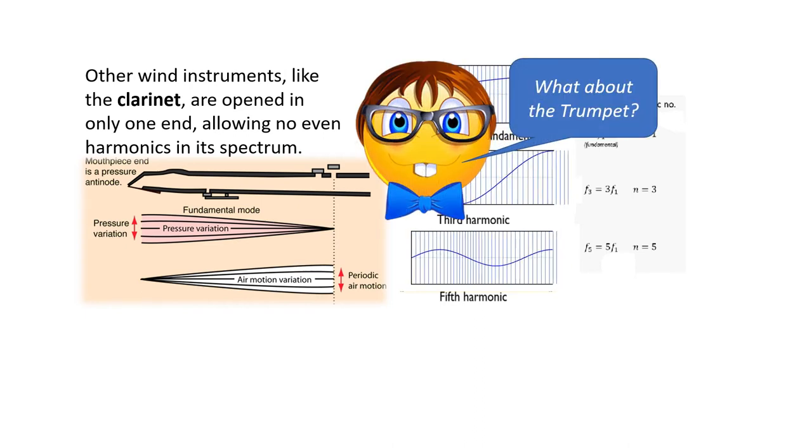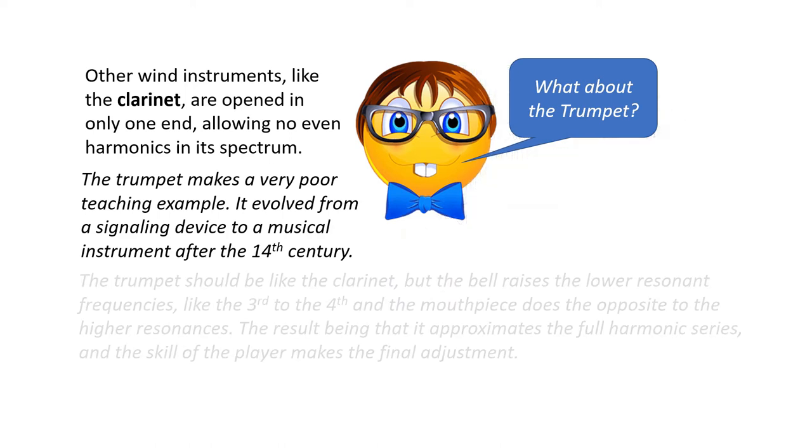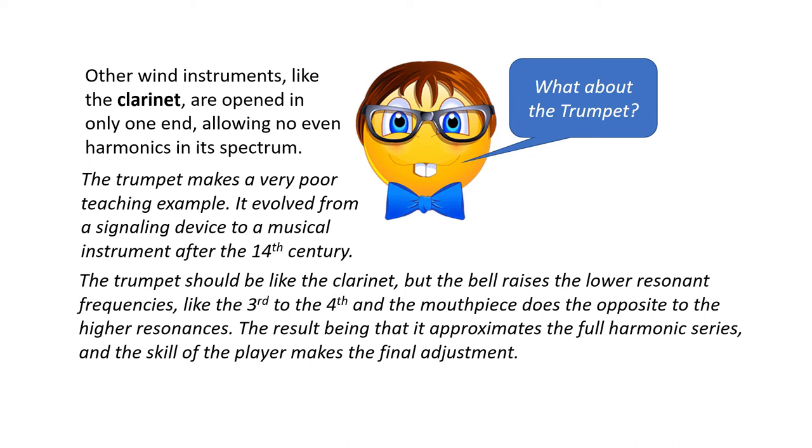What about the trumpet? The trumpet makes a very poor teaching example. It evolved from a signaling device to a musical instrument only after the 14th century. The trumpet should have been like a clarinet, but the bell raises the lower resonant frequencies, like the third to the fourth, and the mouthpiece does the opposite to the high resonances. The result being that it approximates the full harmonic series. The skill of the player makes the final adjustment.